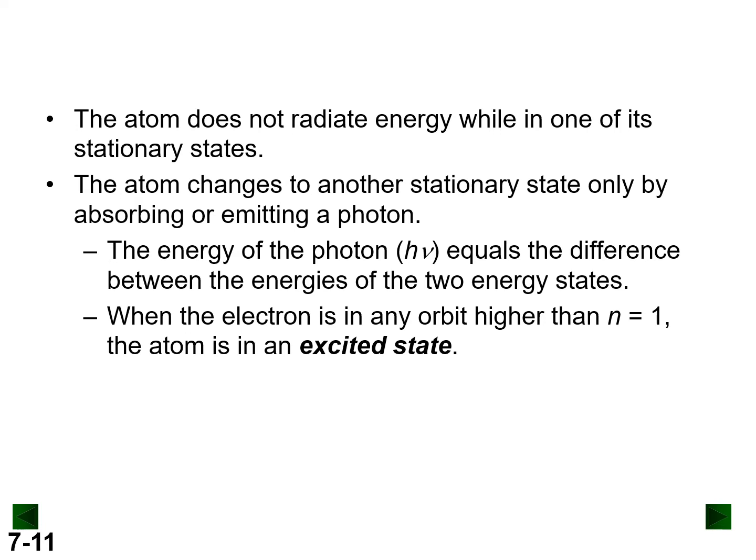Based on the theory, the atom changes to another stationary state only by absorbing or emitting a photon, and the difference between the energies of the two states is the energy of the photon. When the electron is in an orbit higher than n equal to 1, we call the atom to be in an excited state.